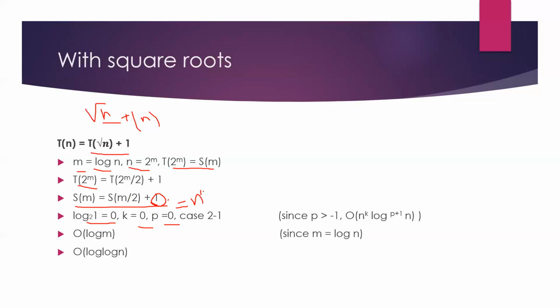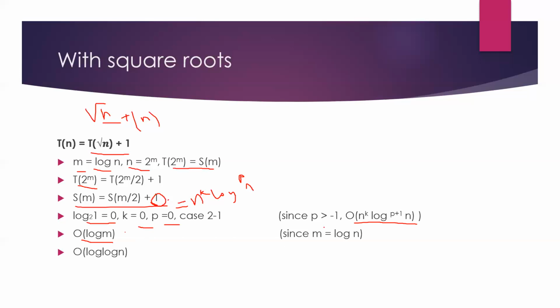So we can say that this is equal to n power k log p to the base n. From here we can take the p value as 0, as well as the k value as 0. So after calculations we will be getting it as O of log m. After calculations and substitutions in this equation, since p is greater than minus 1, what we are going to get is O of n power k log p plus 1 n. So substituting the values of k and p, what we are getting is O of log m.